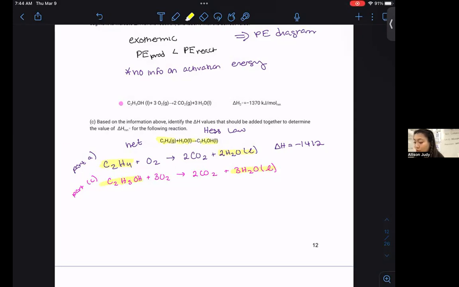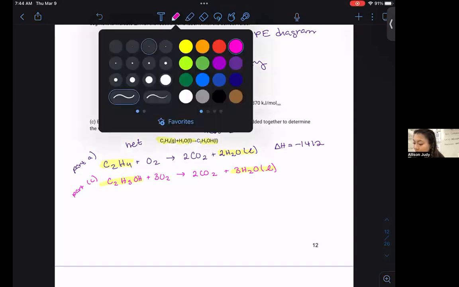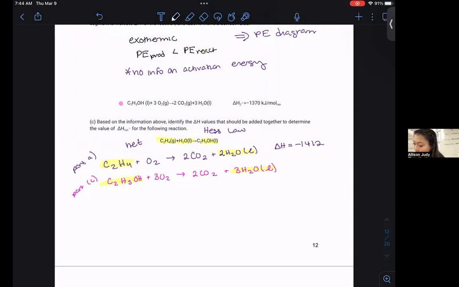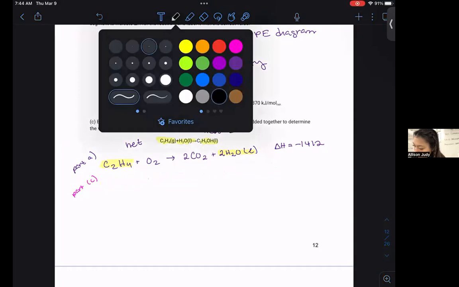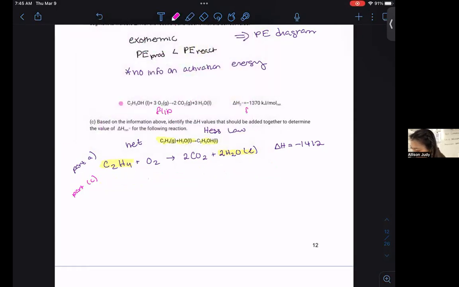So what we're going to do is some algebraic manipulation of the chemical reaction. I'm going to flip this part C equation, and I flip the sign for my value. So what I get then is 2CO2 plus 3H2O liquid goes to the reverse reaction, C2H5OH ethanol and 3O2. And that means my enthalpy value is now going to be positive 1370.